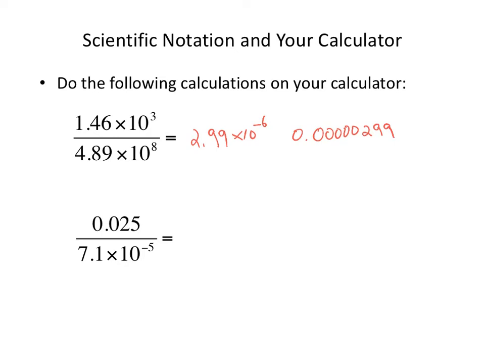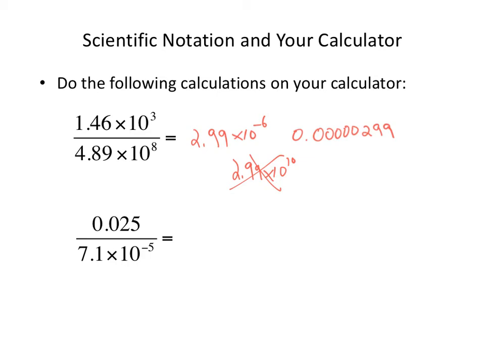If instead you got 2.99 times 10 to the 10th, what happened is you entered the number in scientific notation incorrectly into your calculator. Right, so what can happen if you just type 1.46 and then times and then 10 and then a caret and then 3 and then divided by 4.89 and then times and then 10 and then a caret and then 8, your calculator doesn't know that you're trying to enter those numbers in scientific notation.